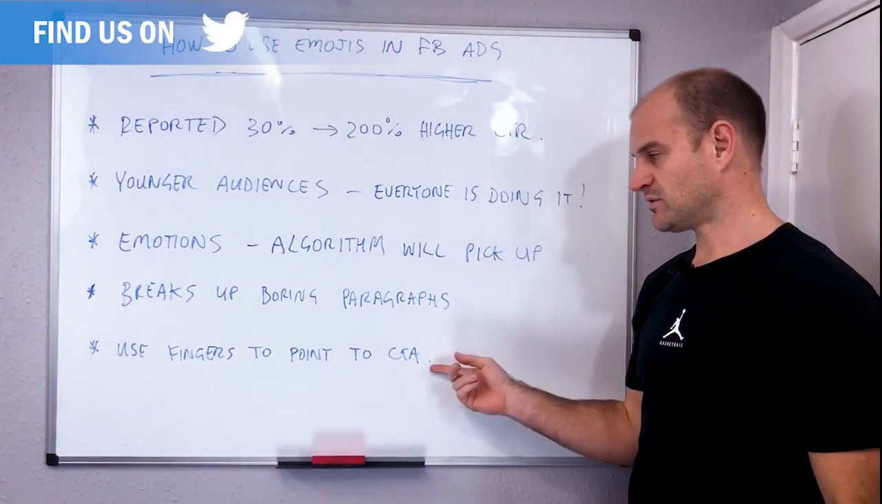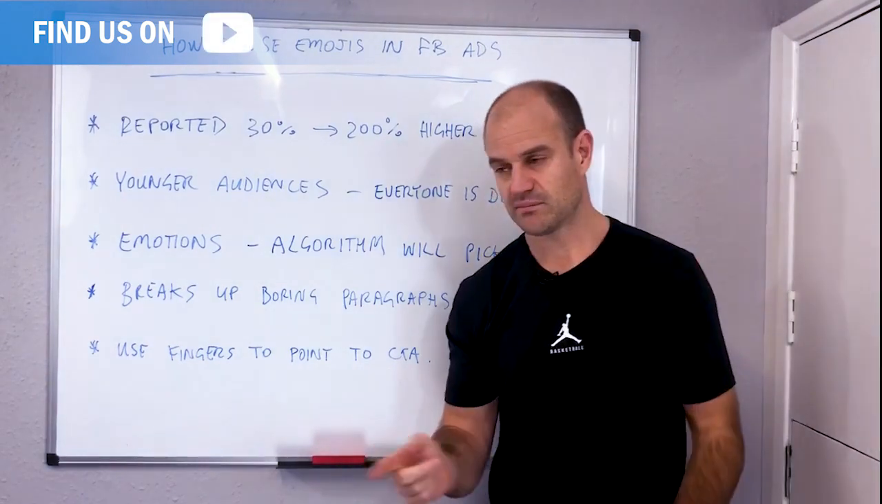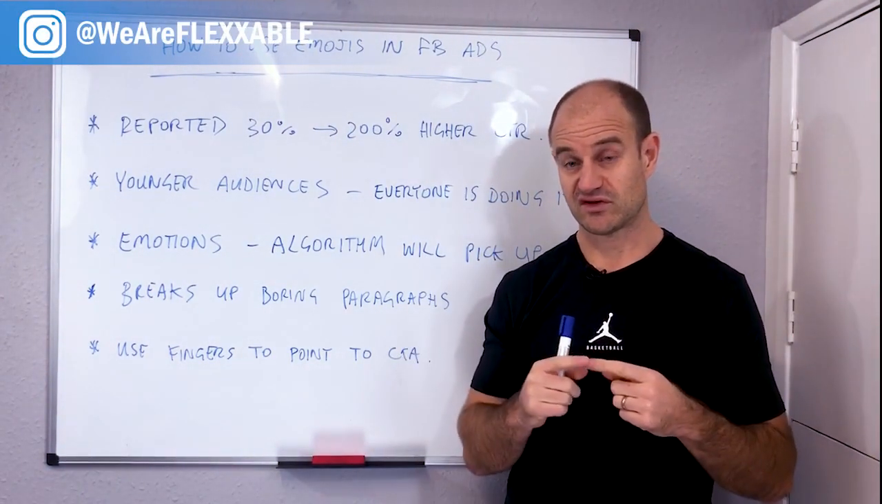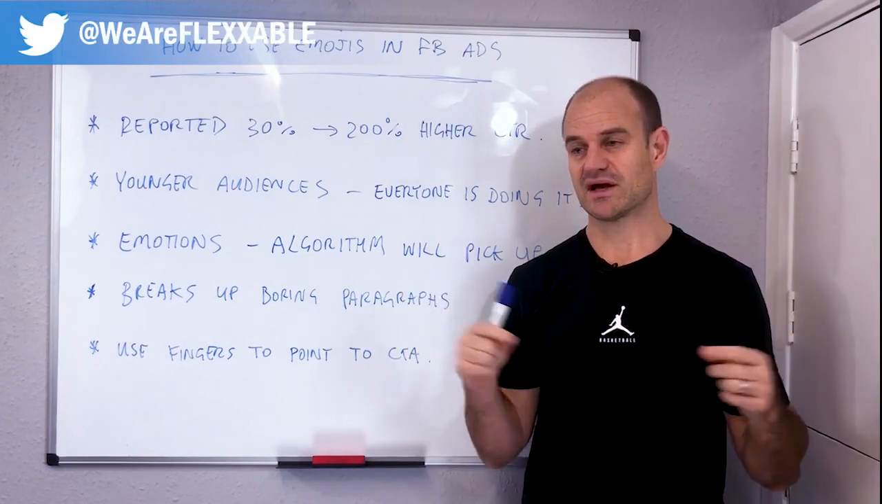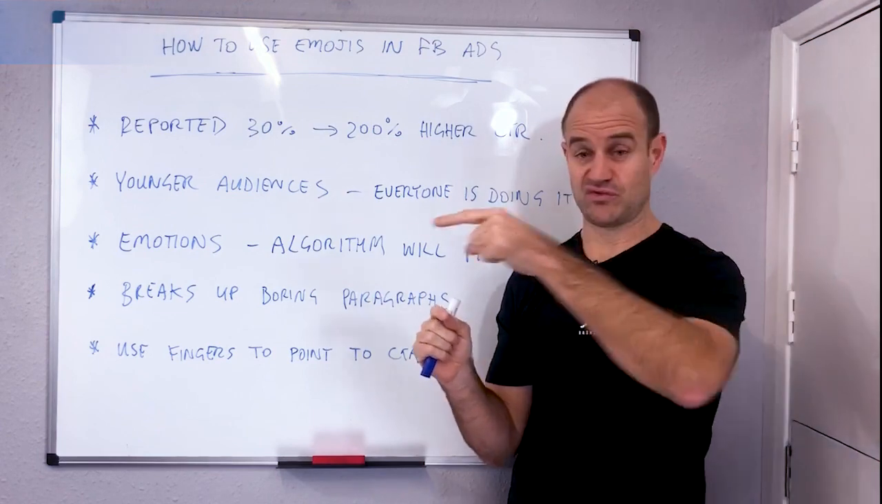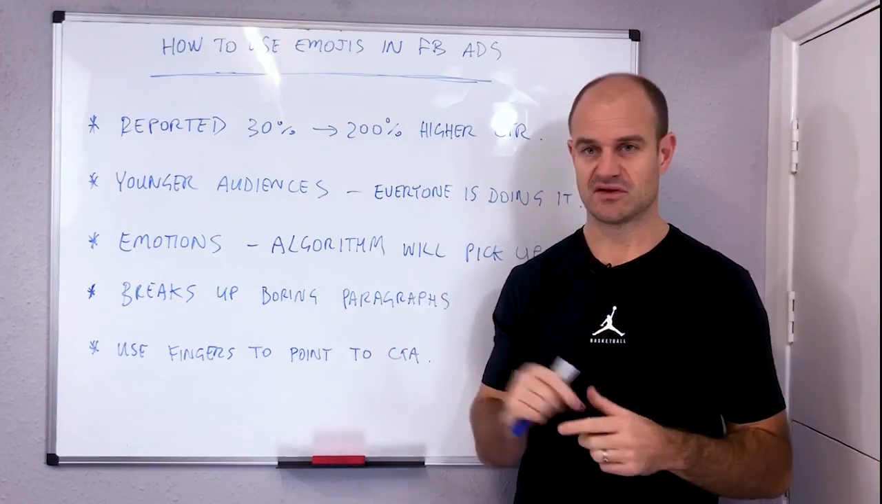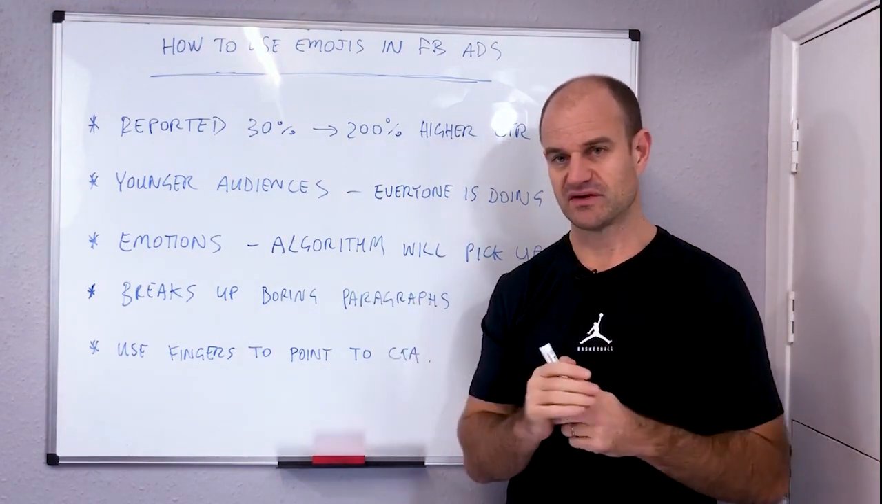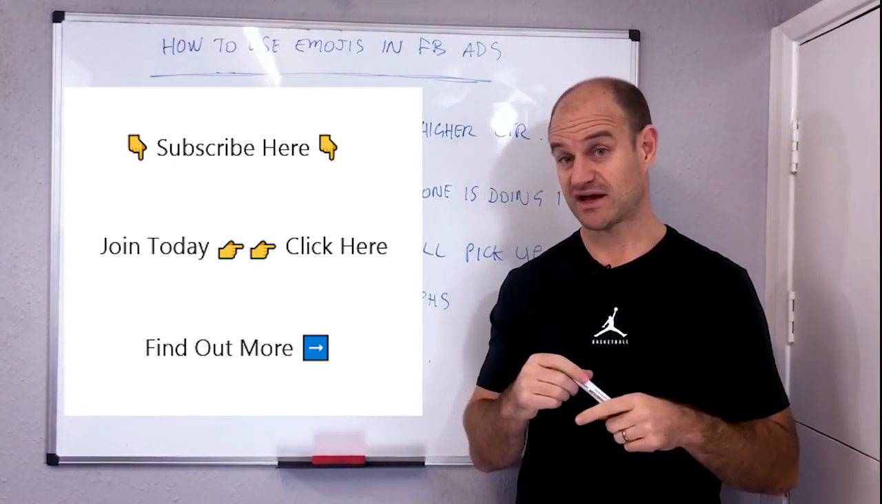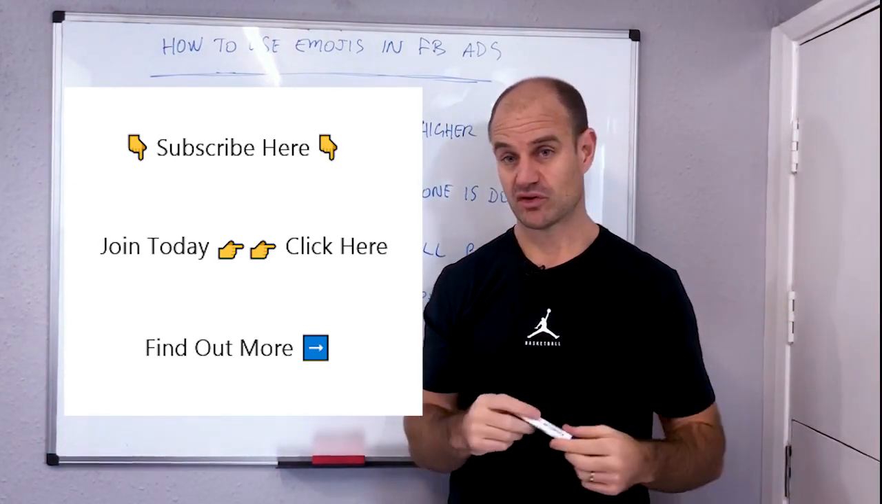The other thing that we do is we use something you've heard of in direct response advertising, that if you're pointing to something, okay, like a call to action or a button, you see landing pages with arrows pointing to buttons to click and all that kind of stuff. You can actually use fingers and arrows and things like that as emojis to point to your call to action.